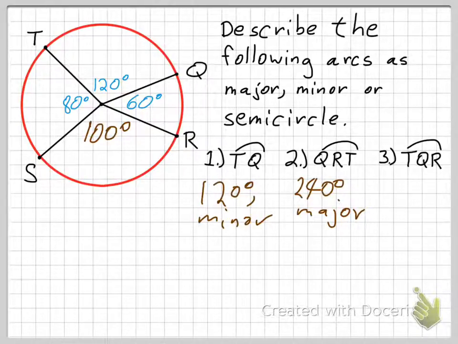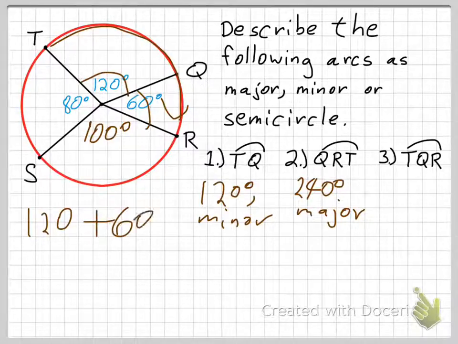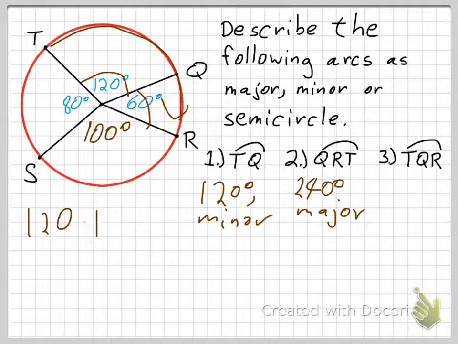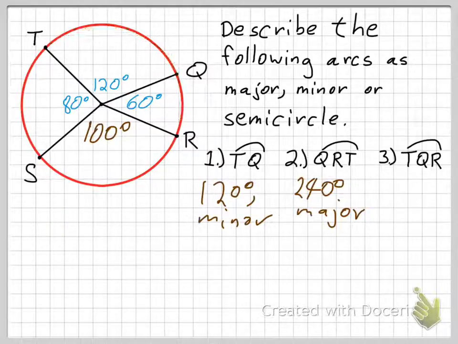So TQR is this right here, and that equals 120 degrees plus the 60 degrees. So that is 180 degrees. Even though it really should have been drawn straight like that, it wasn't drawn to scale, but 120 plus 60 is 180, so it's a 180 degree measure, and it would be a semicircle. So 180 degrees is a semicircle.